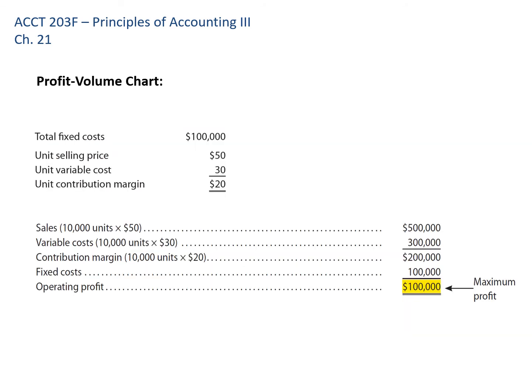So another thing we can calculate here is what is their maximum profit that they could earn. So if they did the full 10,000 units, maybe that's their factory's capacity, what would be their bottom line in that scenario? So that's another thing that's beneficial to look at.